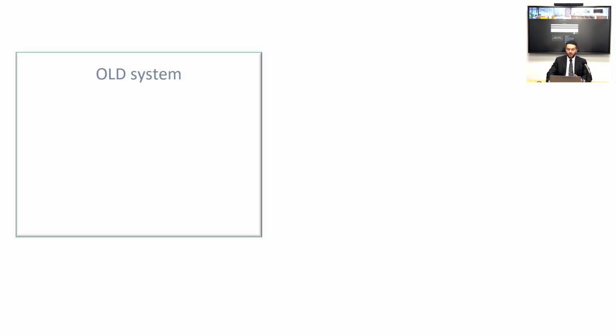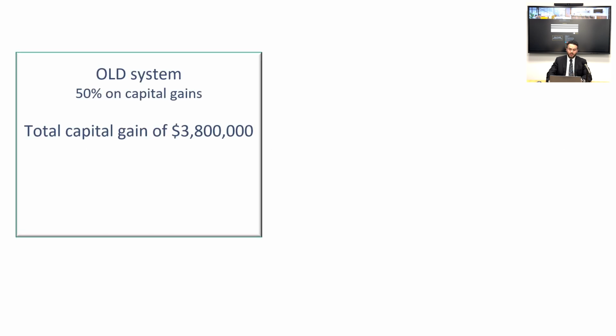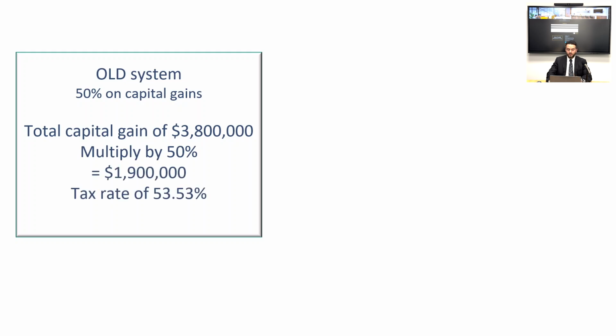And again, the math on that old system: you have 50% on cap gains, total cap gain of $3.8 million, multiplied by 50%, and then multiply that by 53.53%. That'll give you your just over $1 million.